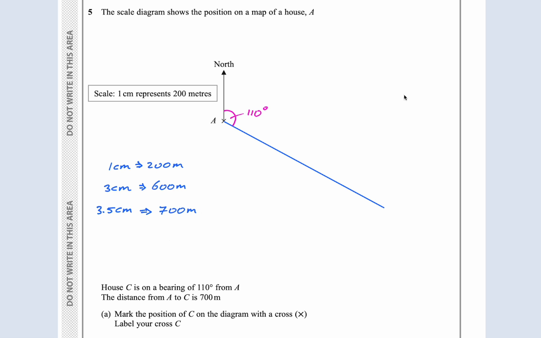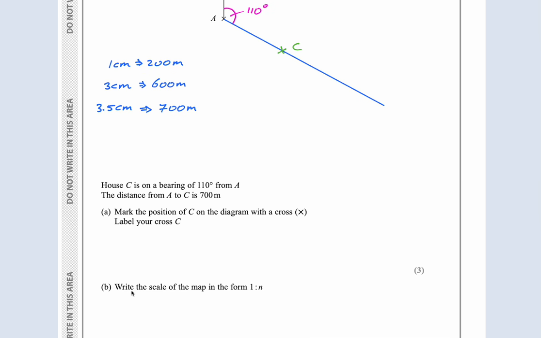Okay, so this distance, and again guys, I don't have a ruler here, but this distance is going to be 3.5 centimeters, and it has to be exact. So we go 1, 2, 3, 3.5, something like this. So you mark it there and you put in point C. Okay, that's part A. Then it says, write the scale of the map in the form 1 to n.